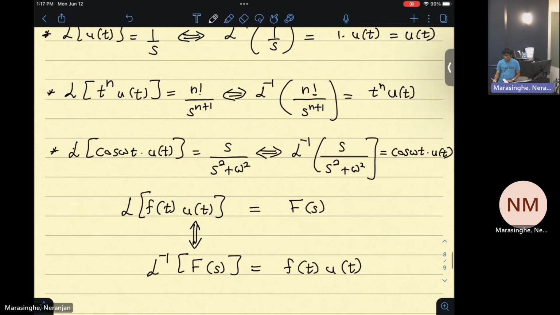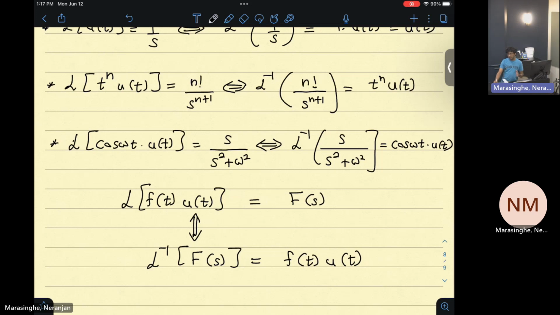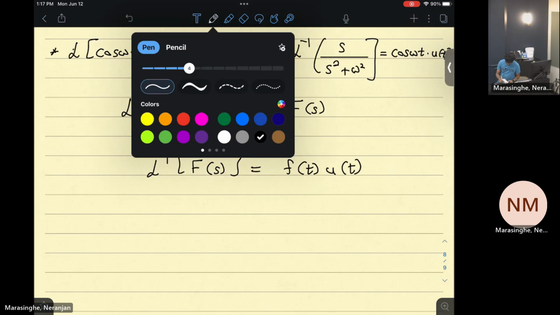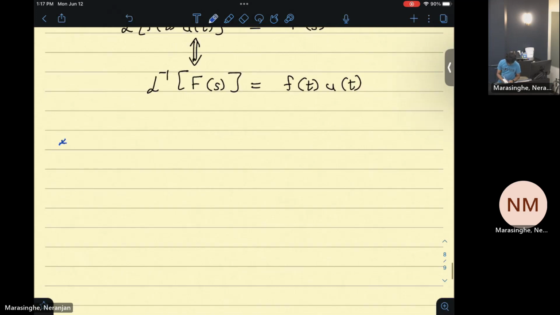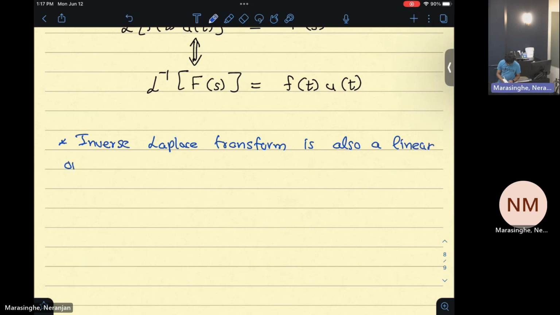Then there's another important fact. We discussed that the Laplace transform is a linear operator, right? Similarly, you can apply the same idea for the inverse Laplace transform. The inverse Laplace transform is also a linear operator. Okay.